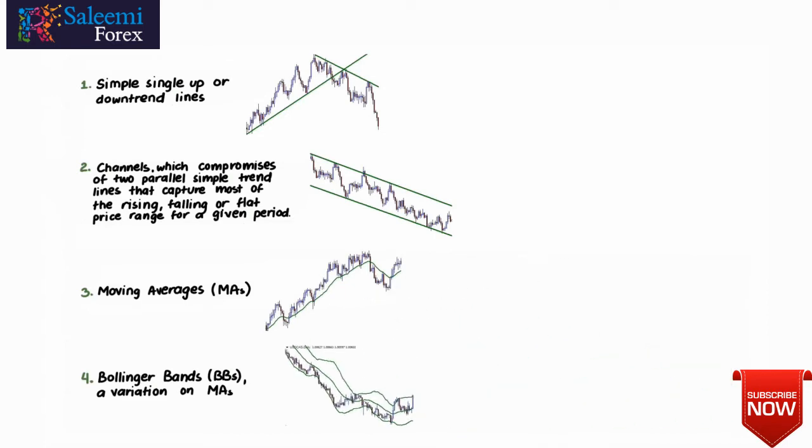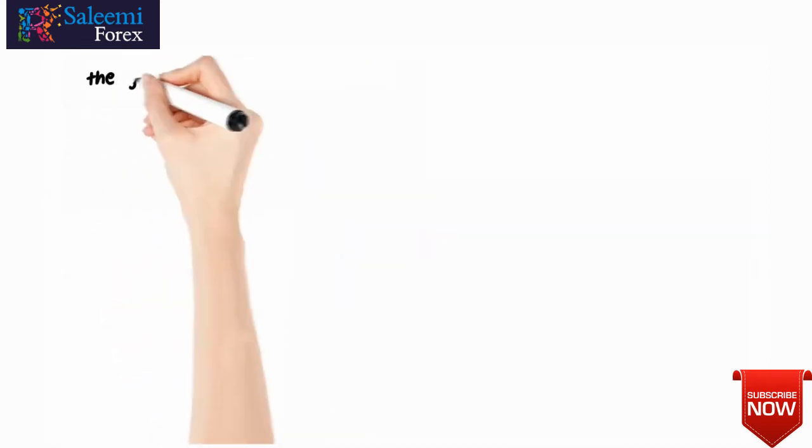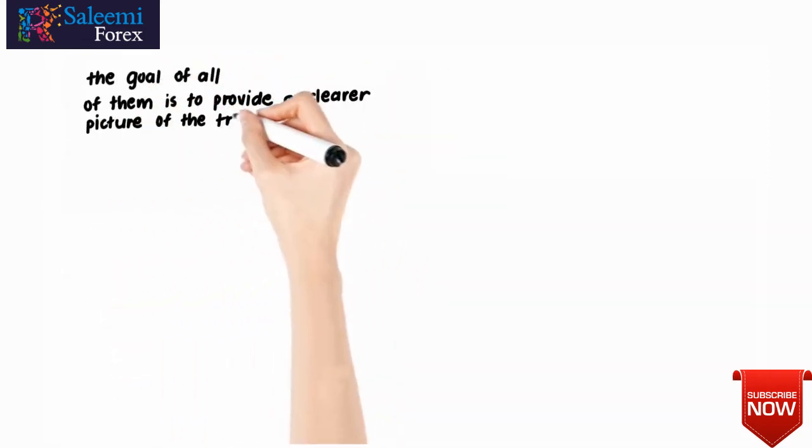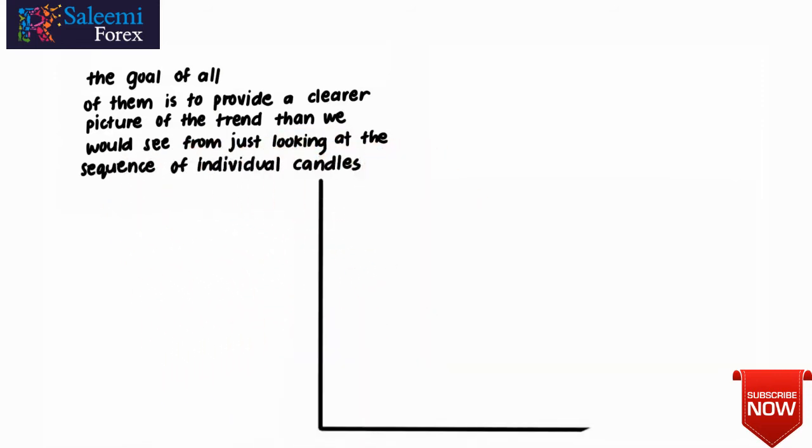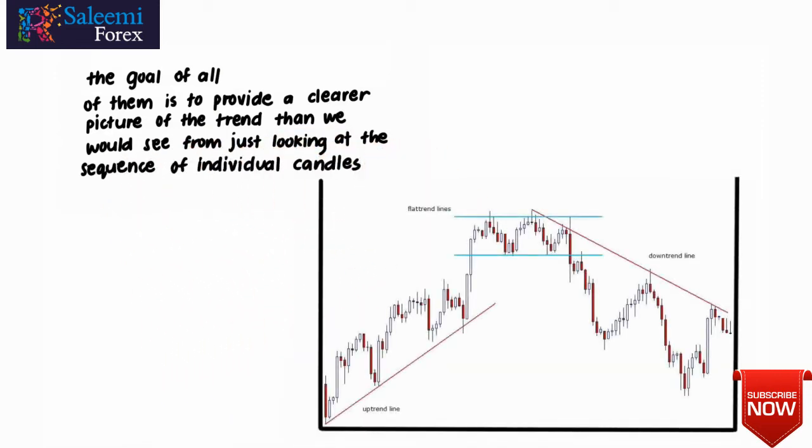While these vary in complexity and appearance, the goal of all of them is to provide a clearer picture of the trend than we would see from just looking at the sequence of individual candles. 1. Single uptrend or downtrend lines. Figure 4.6 provides examples of up and down trend lines in red, flat trend lines in blue.